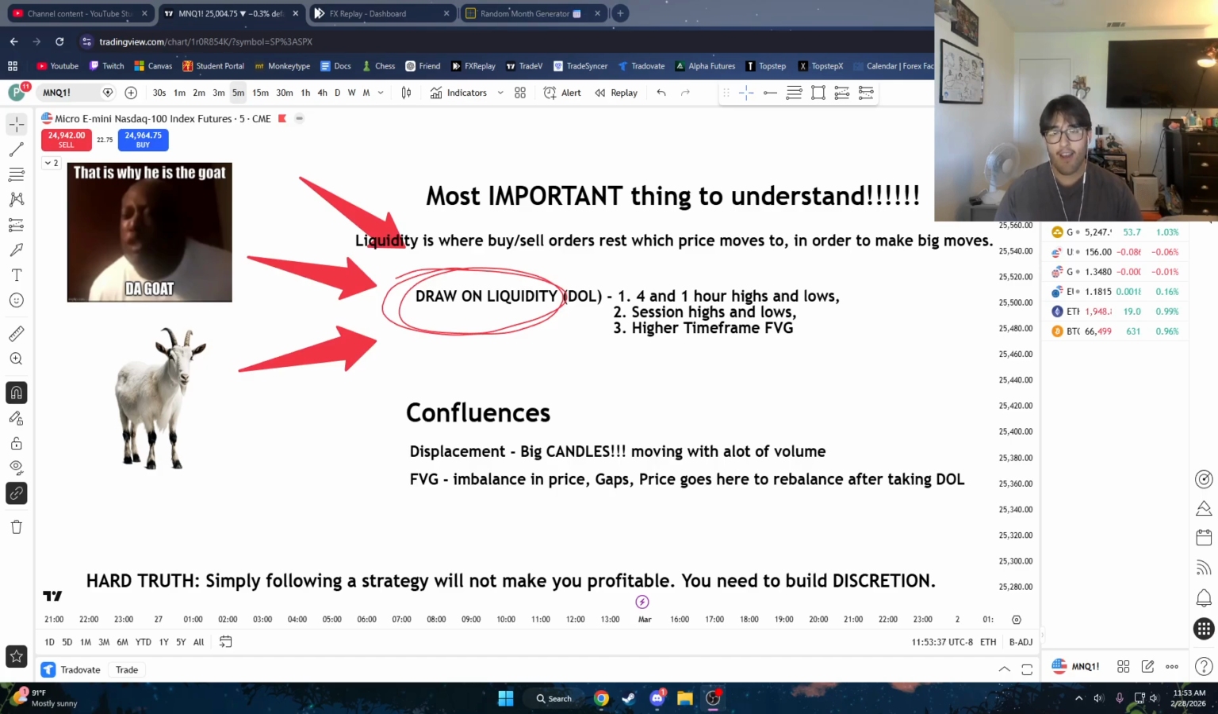So knowing that, what are my confluences and how do I enter the market? How do I enter a trade? I look for displacement, which are big candles, right? Candles with a lot of volume towards my draw, not away from it. And fair value gaps. Fair value gaps are my favorite confluence and really the only thing I know.